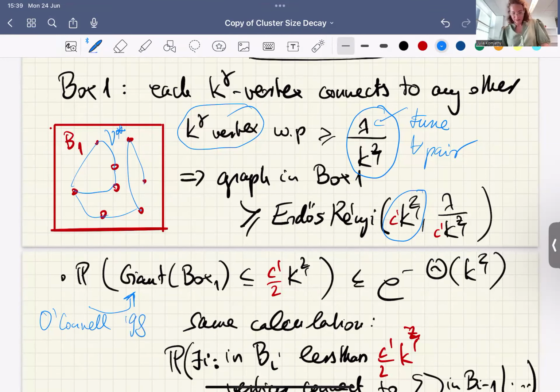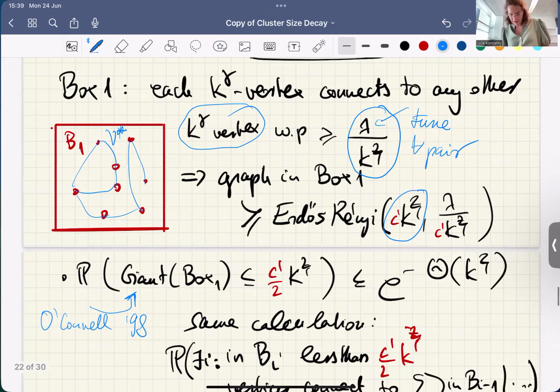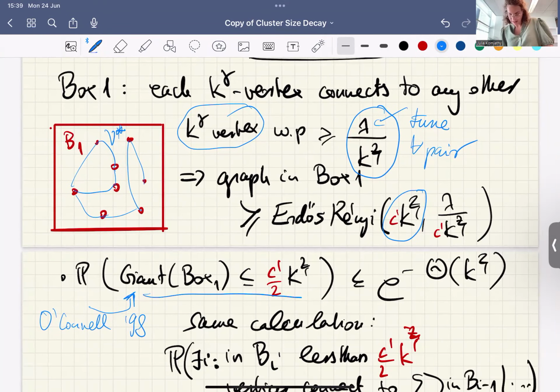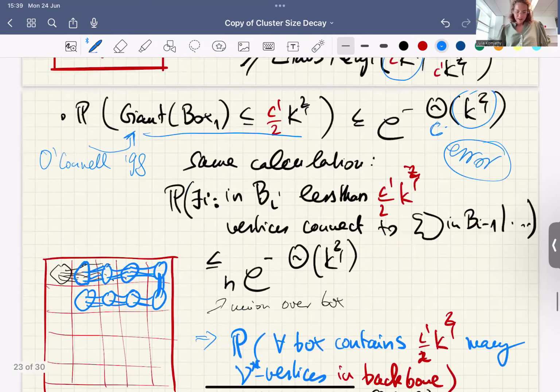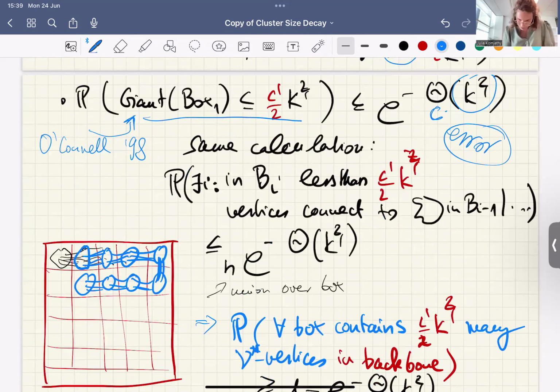That the giant in a box of Erdős-Rényi random graphs, the largest component, satisfies a large deviation where the probability that this is, let's say, half of what it should be is e to the minus some constant times k to the zeta, the number of vertices. So this is a one error probability, which is good because here I already had n times that, so I'm fine. So what do we do next? So in the first box, we found this giant. And in the other boxes, I'm not going to build a giant.